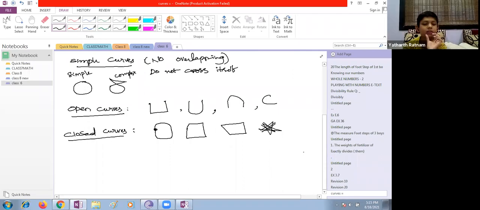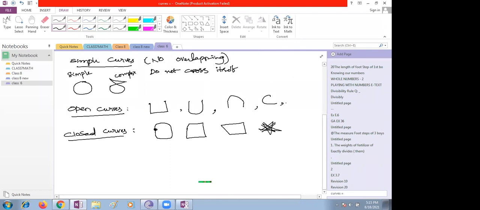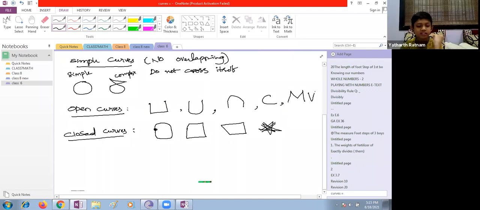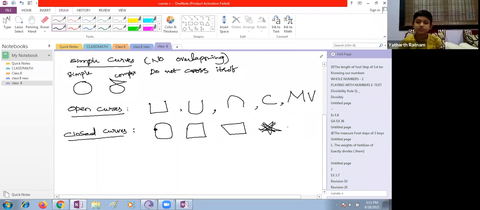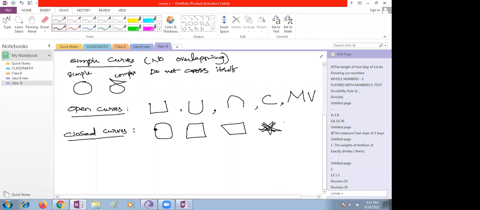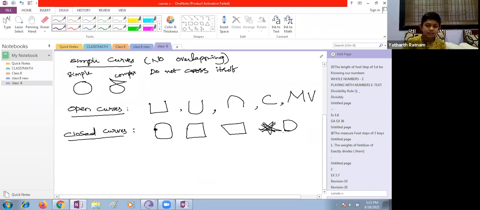Right. Ma'am, for open curves, you can write M also. Open curve, you can take it as M. And even V. V for violin. Right, children. For this type of curves, what letters can we take? N also. Letter D, can we take it? O. Yes, O is closed. N also.